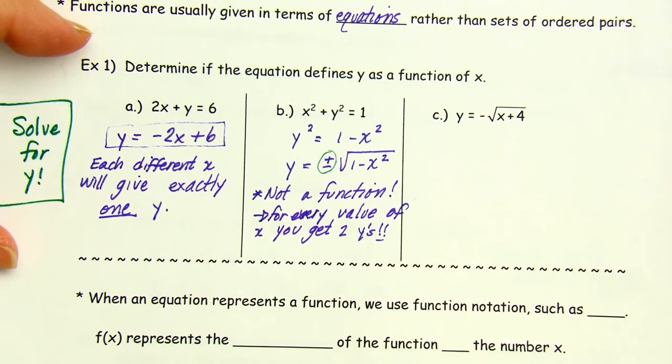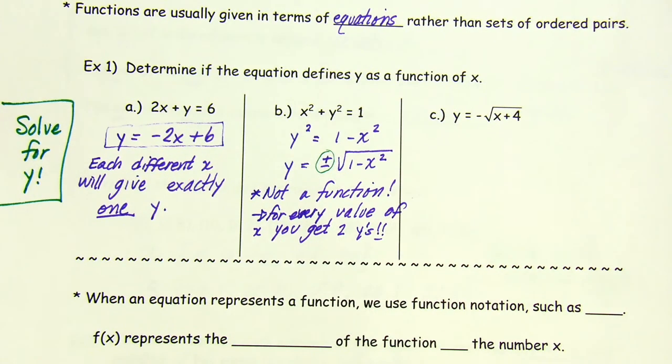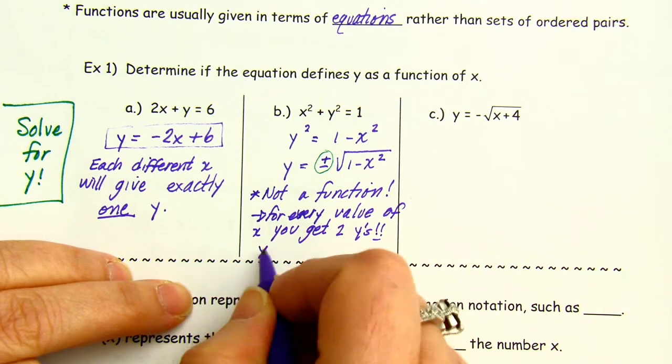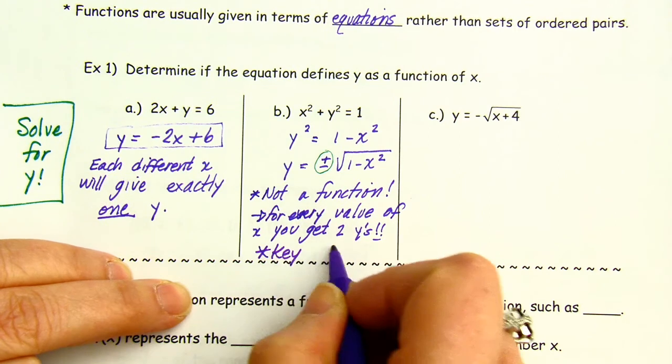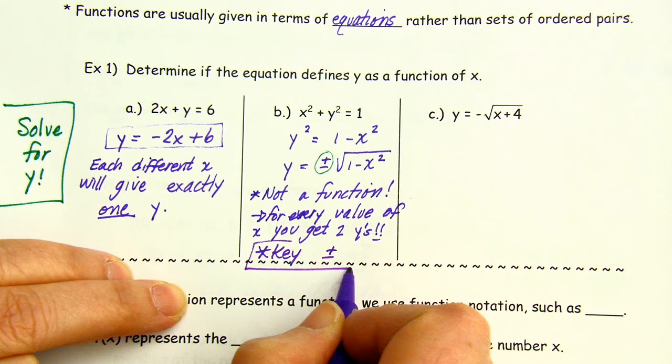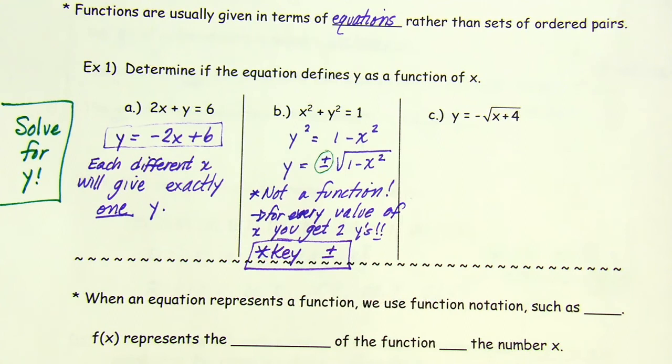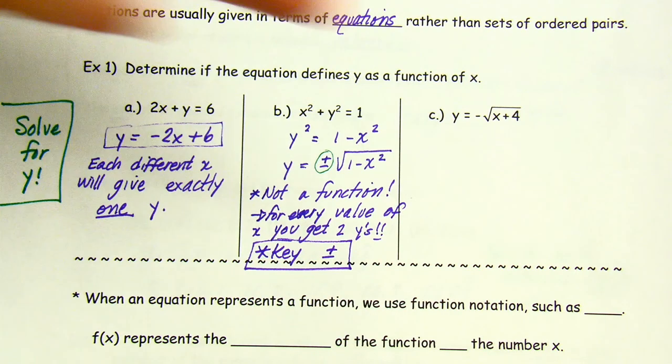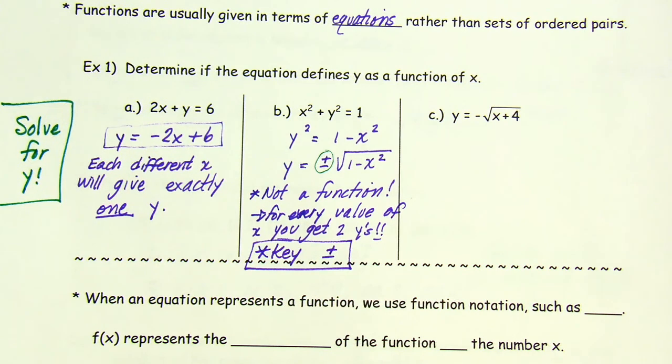So for every value of x that you substitute into this equation, you're going to get two y outputs. The key here is the plus or minus, and that's what's stopping this thing from being a function. It's a circle. It doesn't pass the vertical line test. This one right here is a square root function. Guess what? This one is a function.